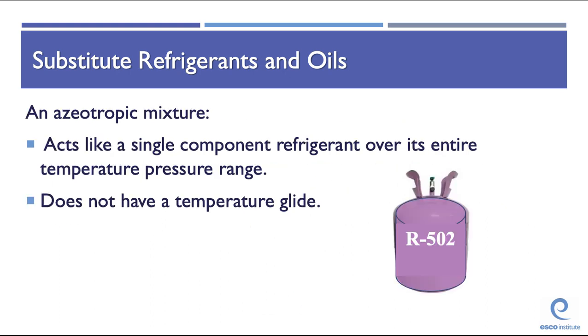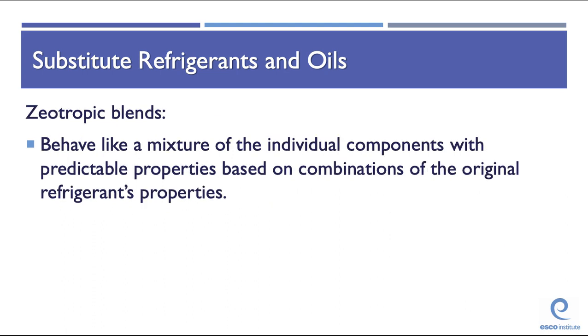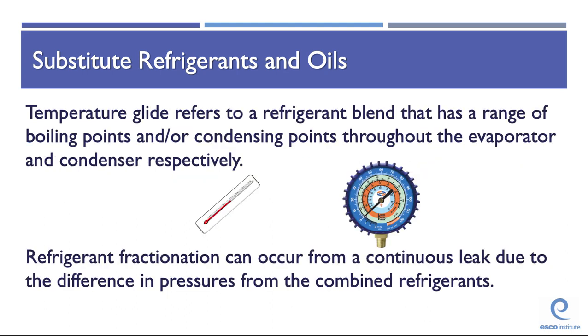An azeotropic mixture acts like a single component refrigerant over its entire temperature pressure range. It does not have a temperature glide. A zeotropic blend behaves like a mixture of individual components with predictable properties based on the combinations. Okay? It does have a temperature glide.